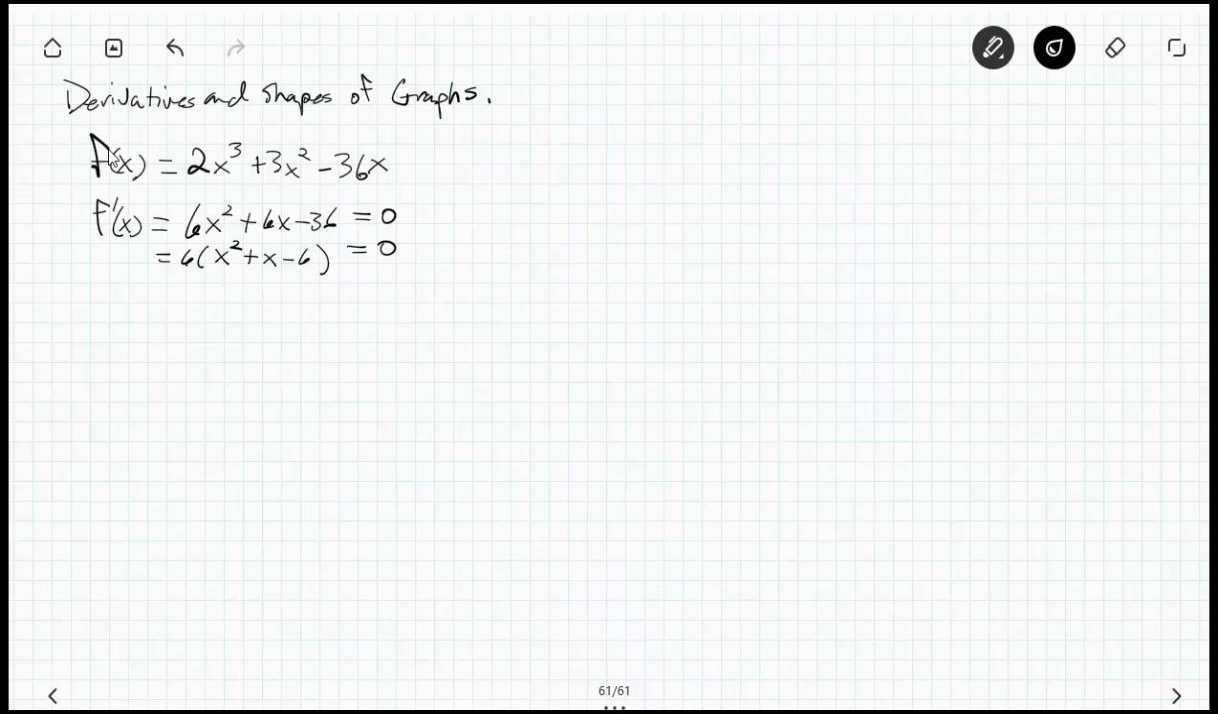Now, why am I doing that? Because I'm going to solve for critical values, and then I'm going to use a Ripley doodle diagram to play with this. Then we'll summarize what we did. So this is equal to 6 times x plus 3, just a quick factored trinomial here, times x minus 2, which equals 0. So I'm going to have critical values at x equals negative 3 and 2.